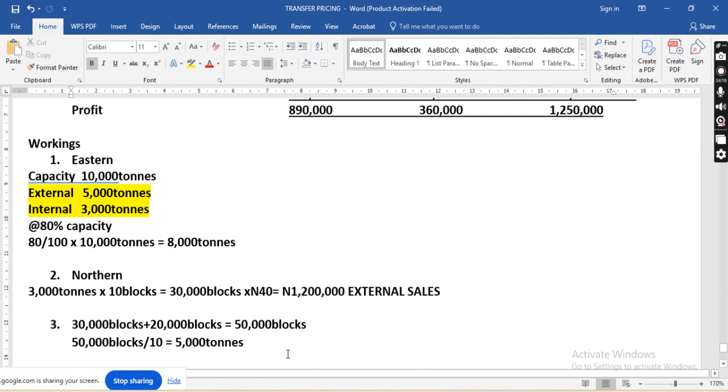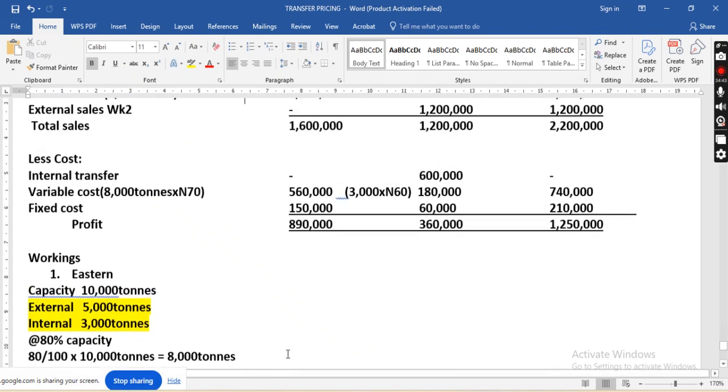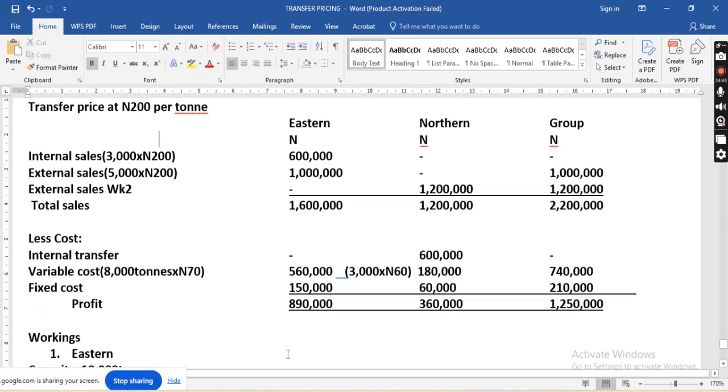Which means that they will still demand 5,000 tons because they have the capacity. They say it is 100% capacity. So that is why they have to demand more, because assuming the price has reduced, in this case we have 5,000 tons for internal sales.